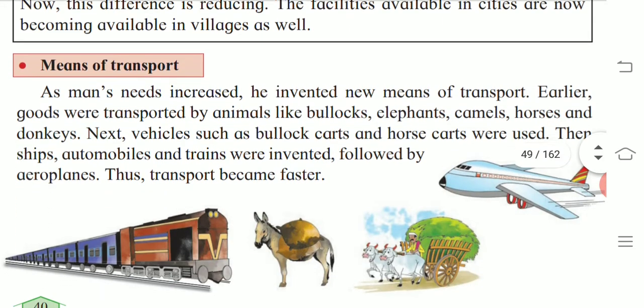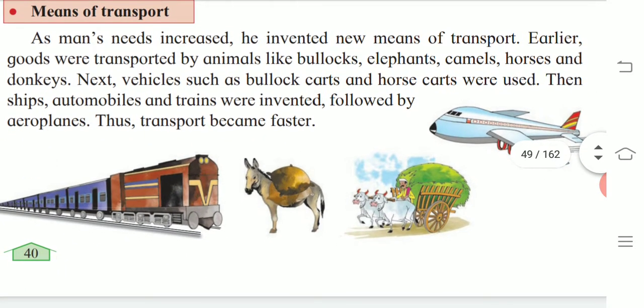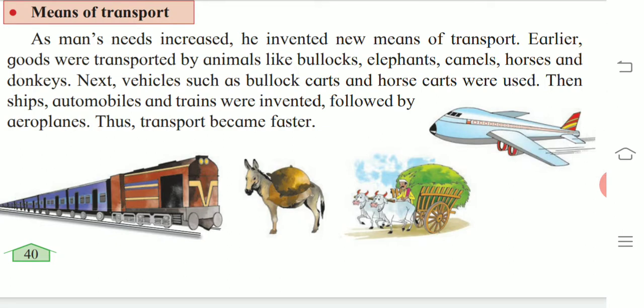Means of transport. As man's needs increased, he invented new means of transport. Earlier, goods were transported by animals like bullocks, elephants, camels, horses, and donkeys. Next, vehicles such as bullock cart and horse cart were used. Then, ships, automobiles, and trains were invented, followed by airplanes. Thus, transport became faster.